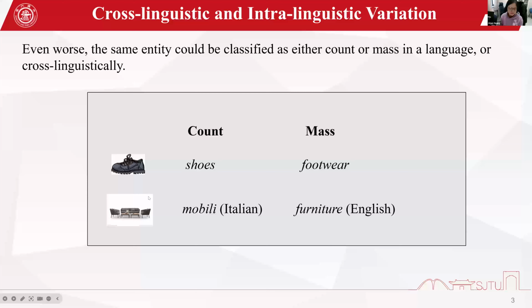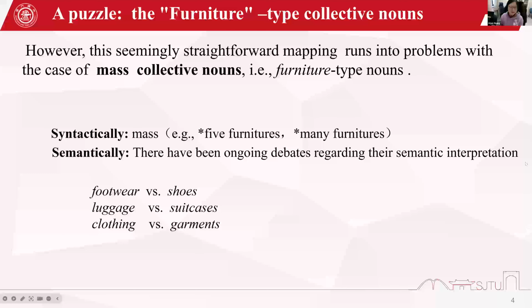If you look at this issue from a cross-linguistic perspective, the same entity like a set of sofa can be referred to in Chinese as a count noun, but as a mass noun in English, furniture. We just saw the furniture-type nouns. This type of nouns casts some problems. Syntactically it is mass, so we cannot say 5 furnitures or many furnitures. But semantically, how to interpret this type of nouns is a lot of debate. So the question is, do words like footwear, luggage, and clothing refer to the same things as shoes, suitcases, or garments, respectively? This is a puzzling question for us.